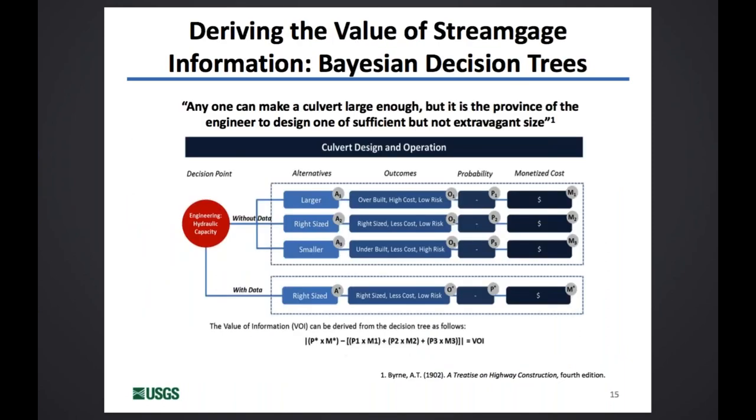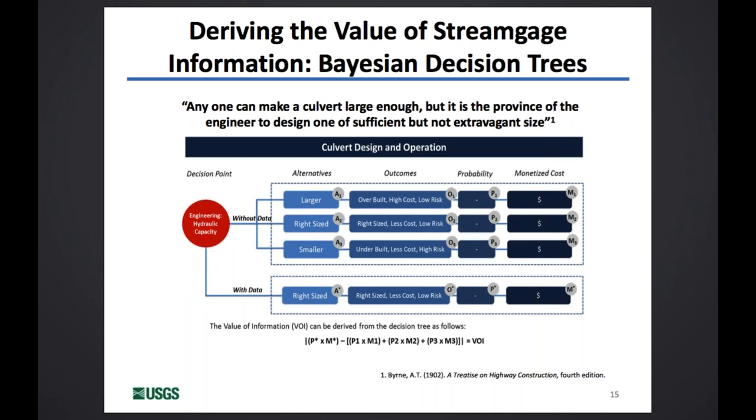And as I promised, we used a decision tree approach. Essentially, we wanted to look at how the data is used and what the possible outcomes were without the data, so the counterfactual, the likelihood that those would occur, and the monetized cost. So one engineer has said that anyone can make a culvert large enough, but it's in the province of the engineer to design one of sufficient but not extravagant size.